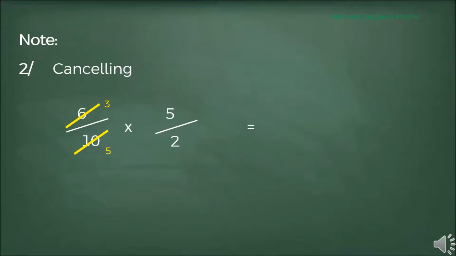Now, we know that we can cross-cancel. So we know now we've got a 5 for the denominator of the left-hand side fraction and a 5 for the numerator of the right-hand side fraction. So we can cross-cancel. 5 goes into 5 once. 5 goes into 5 once. So the left-hand side denominator and right-hand side numerator cancel to become 1 and 1. So now if we multiply numerators, we have 3 times 1, and multiply denominators, we have 1 times 2.